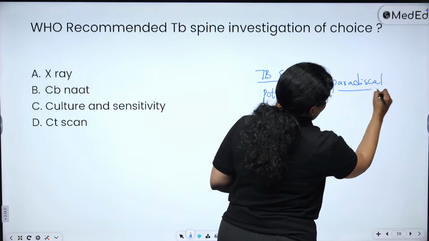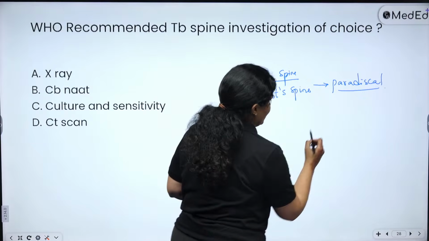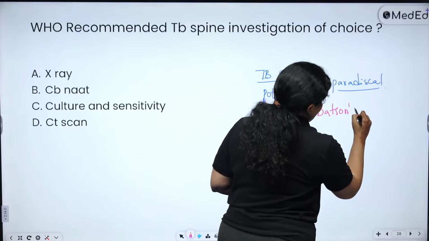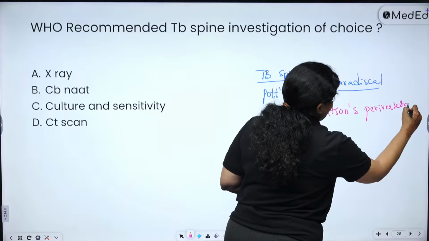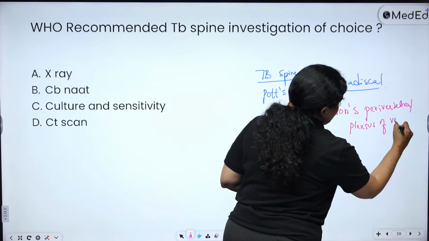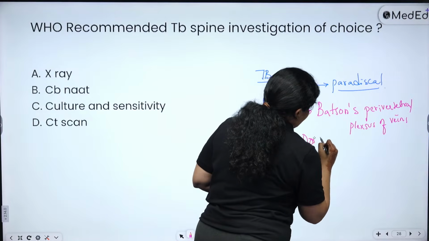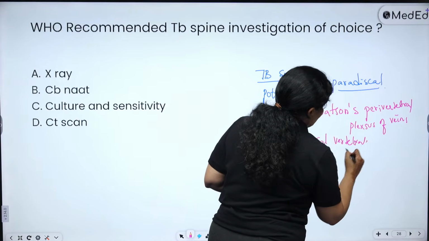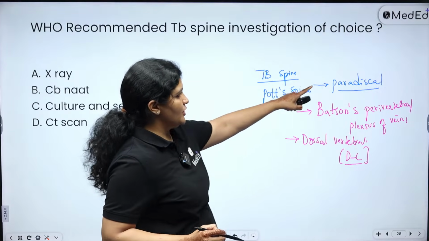So why spine? It is mostly involved because there is hematogenous spread via Batson's perivertebral plexus of veins. So this you have to remember. They might ask you. Okay. And then you see the dorsal vertebrae are the ones most commonly involved. Dorsal vertebrae or the dorsolumbar junction, and the most common one is your paradiscal.